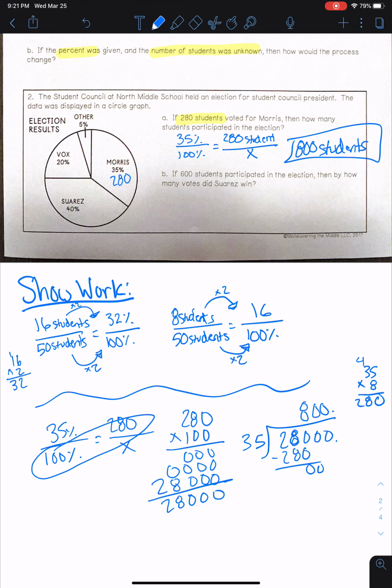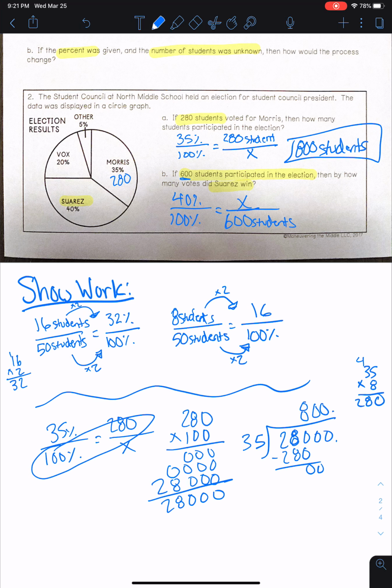Now we can move on to B. B says if 600 students participated in the election, so that's my total, then how many votes did Suarez win? So if I look at Suarez, he's got 40%. So 40% out of 100. And this time it gave me my total, so total goes on the bottom, so I'm going to put 600 down here. And I'm looking for the number that voted for him.